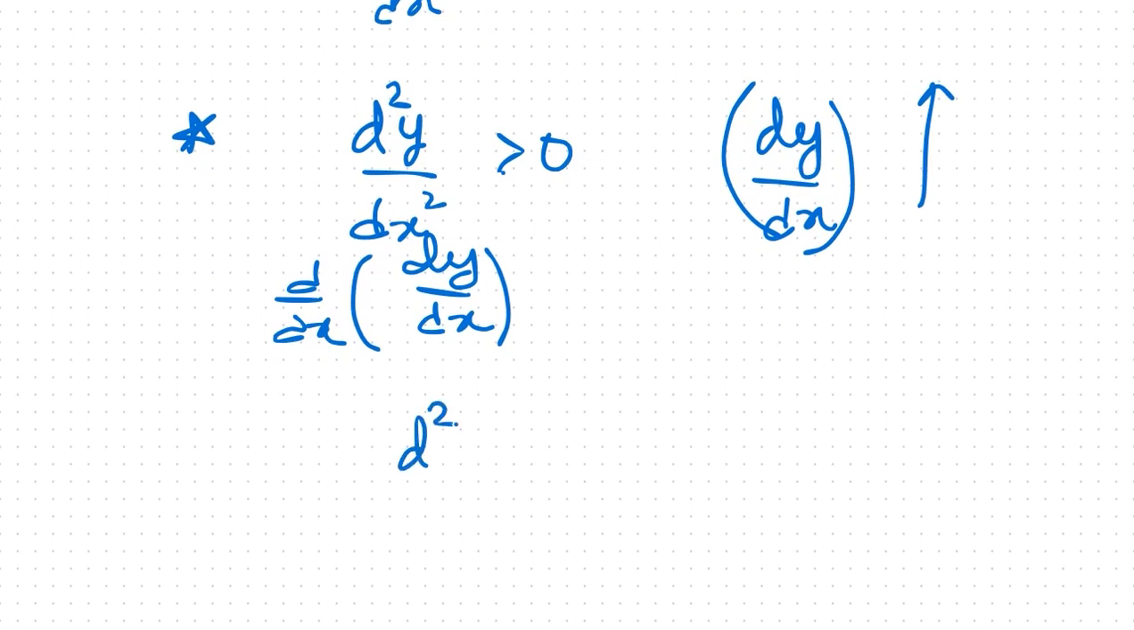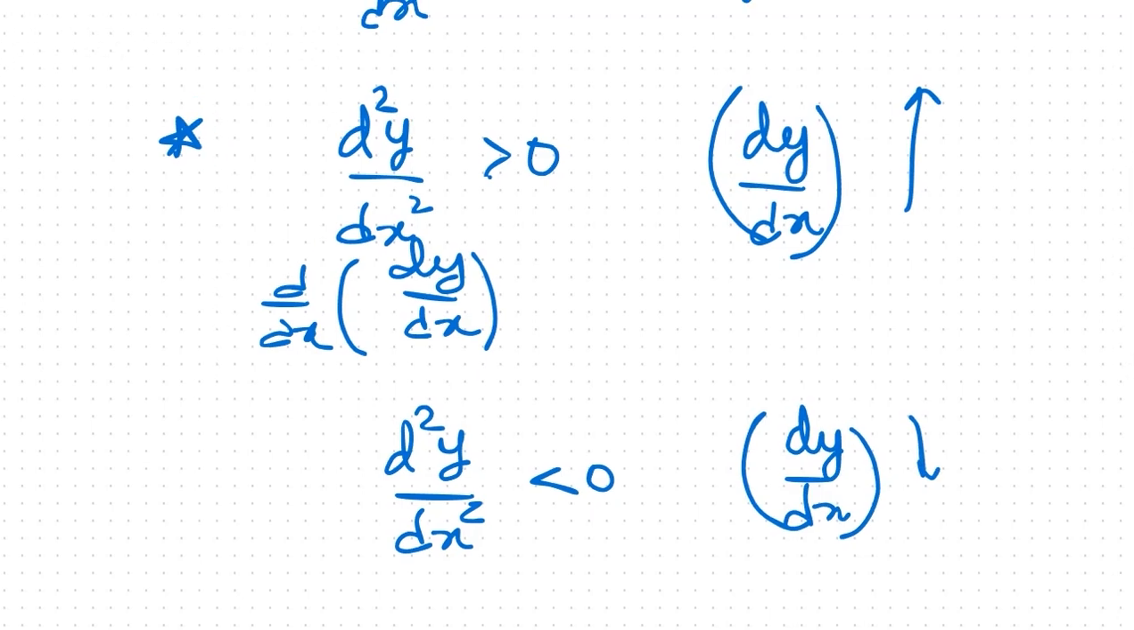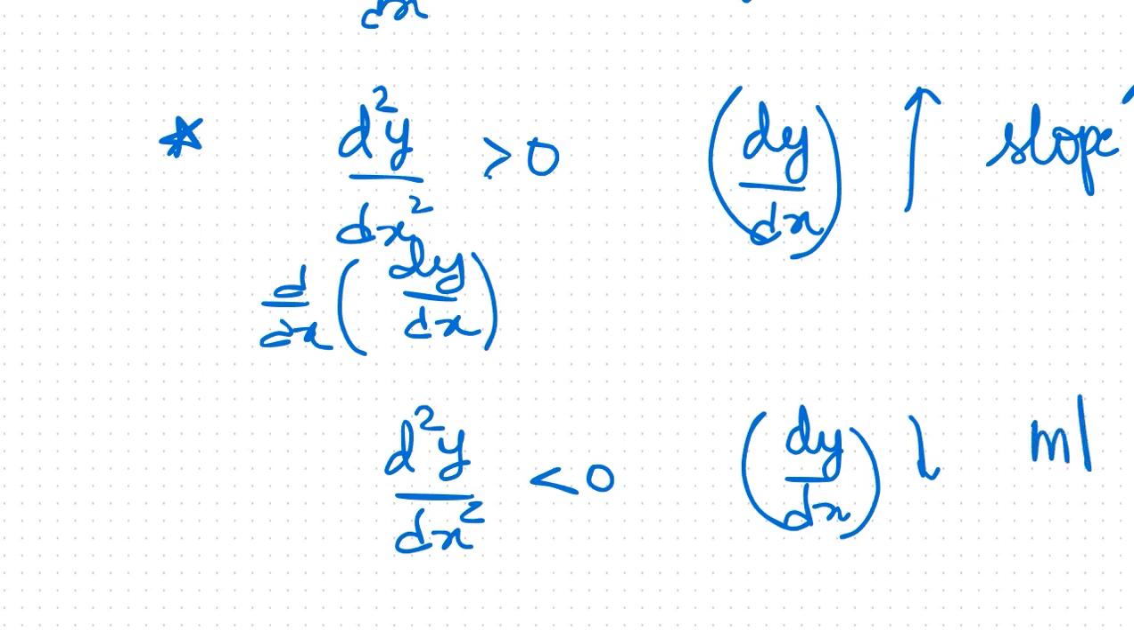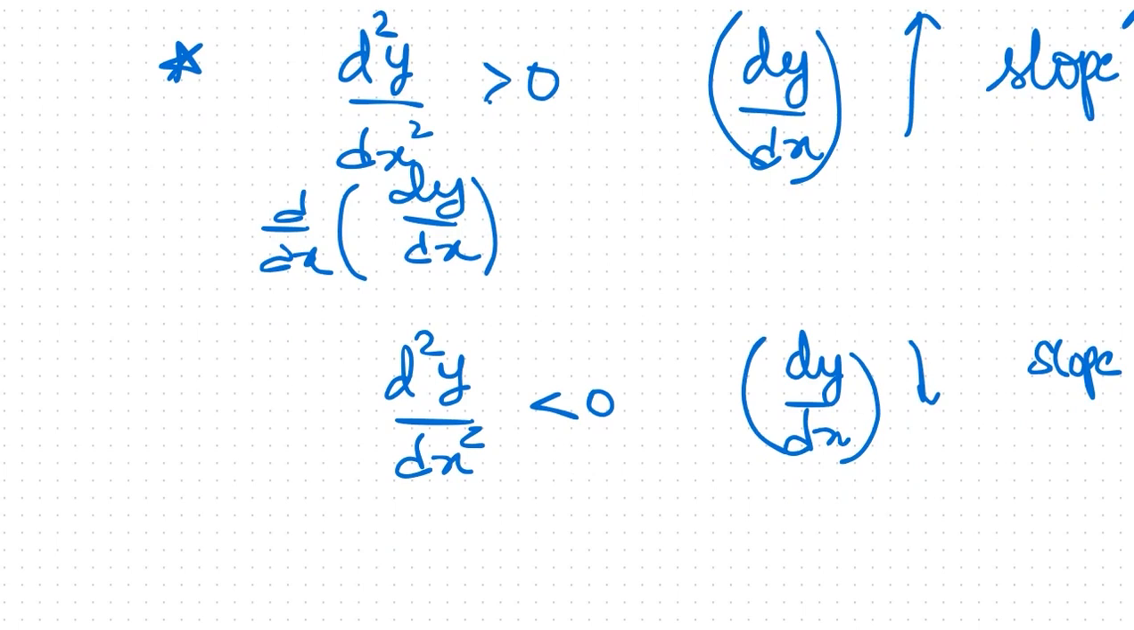Similarly, if it is negative, then dy by dx would be decreasing. And dy by dx is the slope. So for the above case, slope is increasing, the m value is increasing, and here slope is decreasing. So whenever we talk about concavity, we are talking about the second derivative.